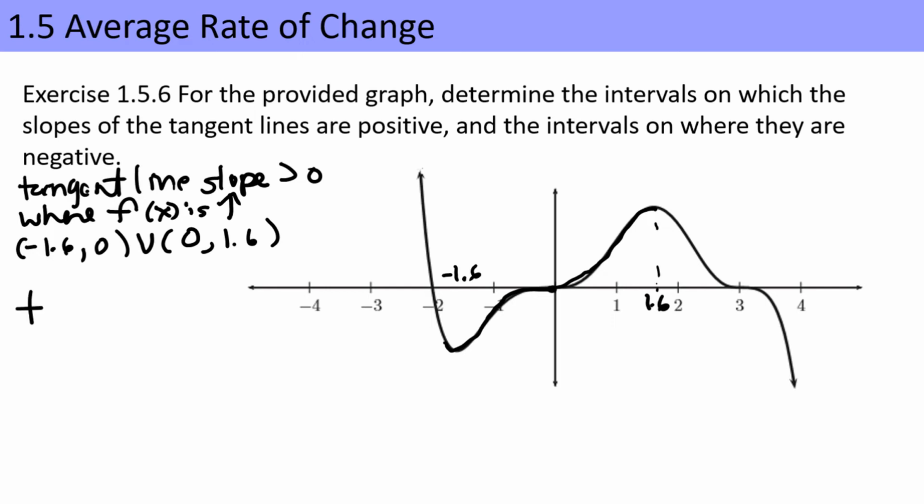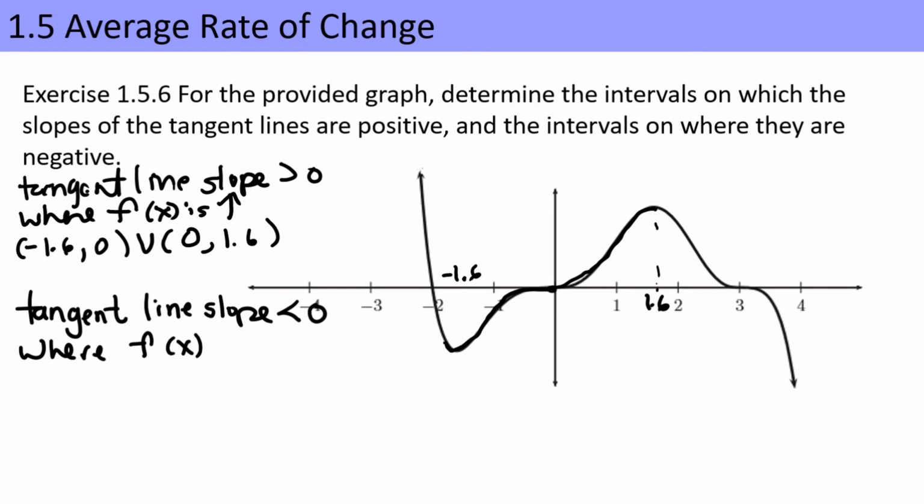Now we'll conclude that the tangent line slope is negative where the graph of the function is decreasing. Let's again observe the graph from the left to the right. The first decreasing occurs where the drawing begins in the second quadrant, and the function decreases all the way until the x value of -1.6. So the first interval would be -infinity to -1.6.